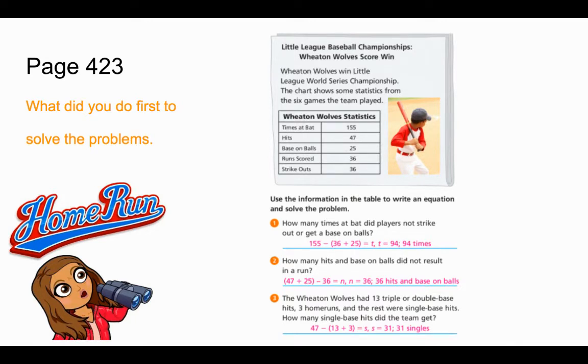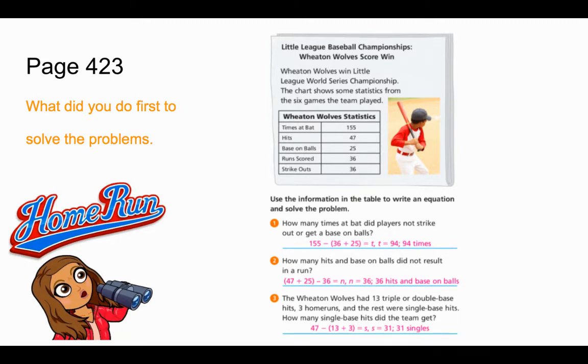Number 3, the Wheaton Wolves had 13 triple or double base hits, 3 home runs, and the rest were single base hits. How many single base hits were there? Well, there were 47 hits altogether. There were 13 double base and 3 home runs. So if we add 13 plus 3, we get 16. We subtract that from 47, and we'll figure out how many singles there were. And the answer is 31.